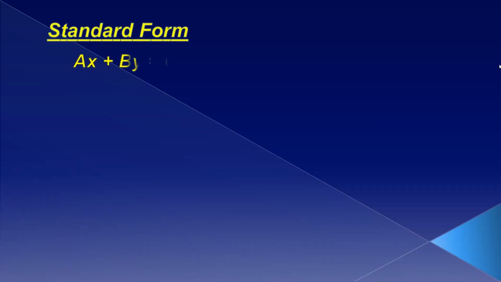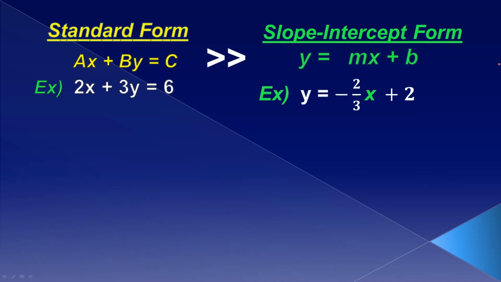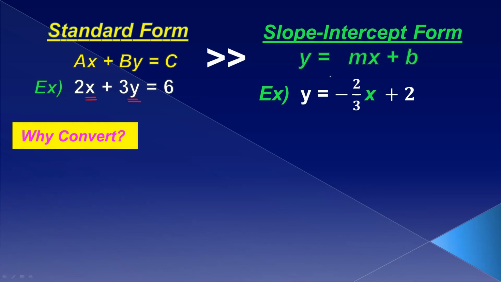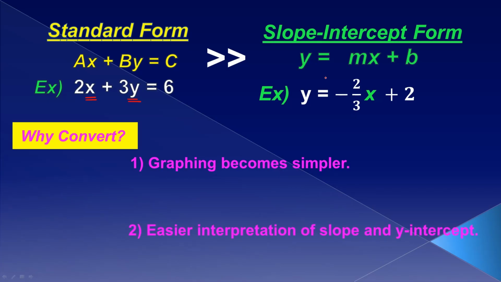Hey guys, in today's video I'll explain why to convert from standard form to slope-intercept form. The standard form is ax plus by equals c. Here you see that there are two variables, x and y, right? Now the slope-intercept form is y equals mx plus b. Then the question may arise, why convert? The answer is graphing becomes easier, and it is also easy to interpret the slope and the y-intercept.